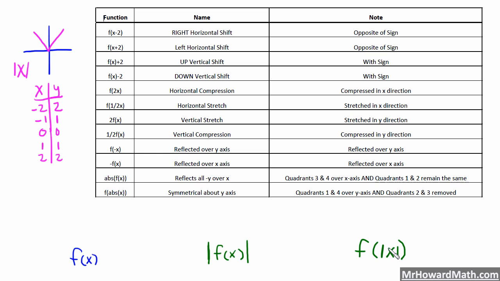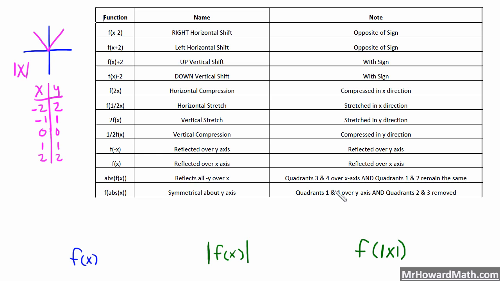The other one, f of absolute value of x only, is going to be symmetrical about the y-axis. So we are basically going to take all of the positive x values, everything to the right of the y-axis, and reflect that over the y-axis. Anything to the left of the y-axis in the original f of x is just removed.